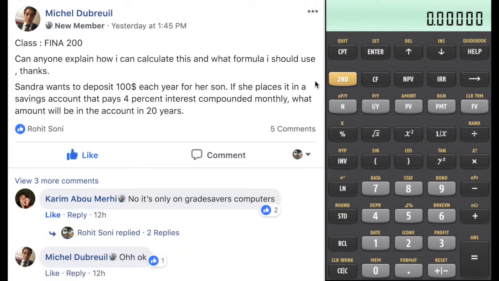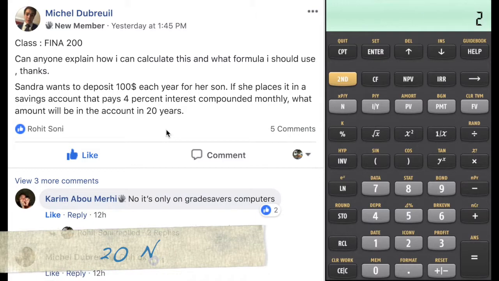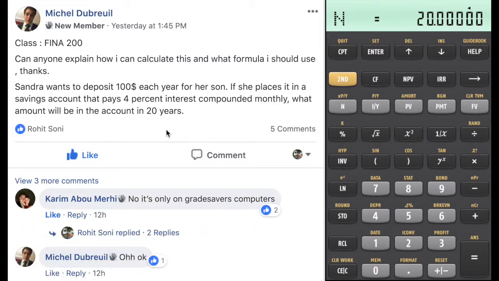If I continue to read, I can see that the deposits are going to continue for 20 years. For that reason, the value for N is going to be 20, which is essentially the total number of deposits. In our timeline, the 100 is repeated 20 times. For that reason, N is going to be 20. And we're simply going to press 20 followed by N to enter that into our calculators.